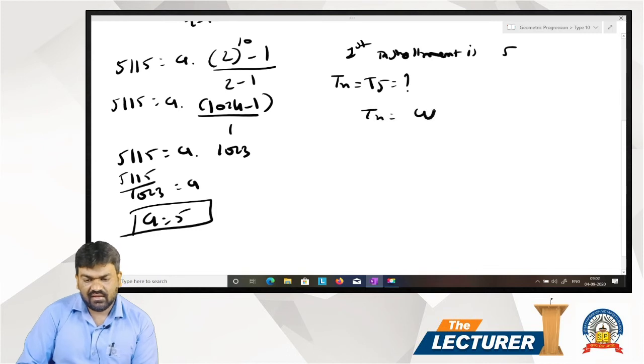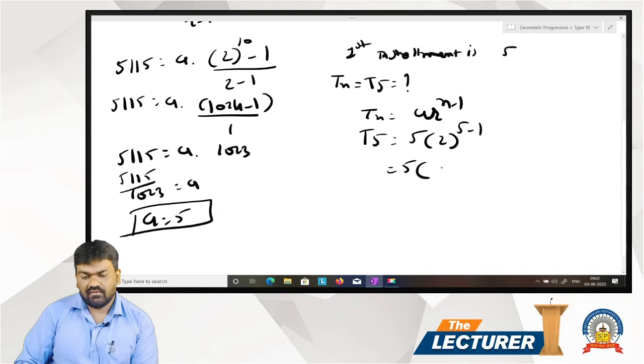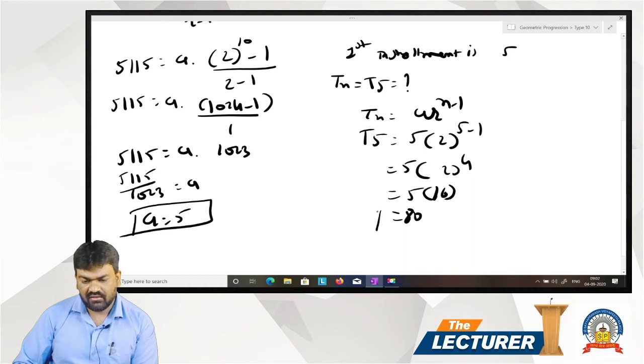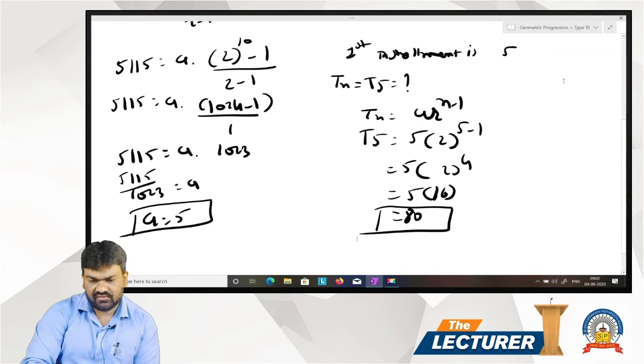What is Tn? a r raised to n minus 1. T5, a is equal to 5, r is equal to 2 raised to 5 minus 1, 5 times 2 raised to 4. 2 multiplied by 2, 3, 4, that is 16. 16 multiplied by 5, that is 80. First installment is 5, last installment is 80. This is your answer. Next, example number 2 of GP.